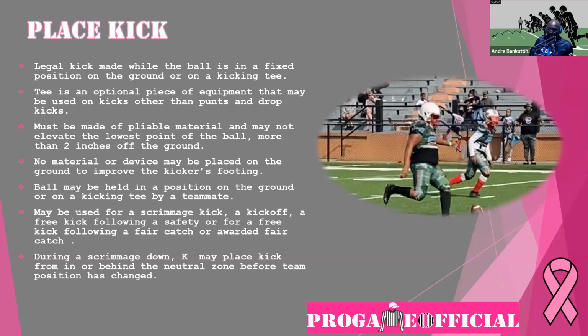And then it can be used on a scrimmage down. K may place the kick from in or behind the neutral zone before team possession has changed. So again, similar to a drop kick. And it's not necessary to be in a scrimmage kick formation. We'll talk about scrimmage kick formations here in a little bit. You don't have to be in a scrimmage kick formation to kick it. It's just that the scrimmage kick formation actually adds protection to the snapper. But if you're not in a scrimmage kick formation, the snapper doesn't get that protection of being directly charged into by a nose guard.